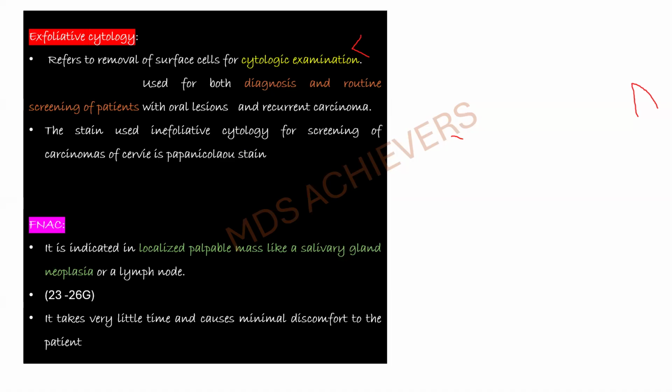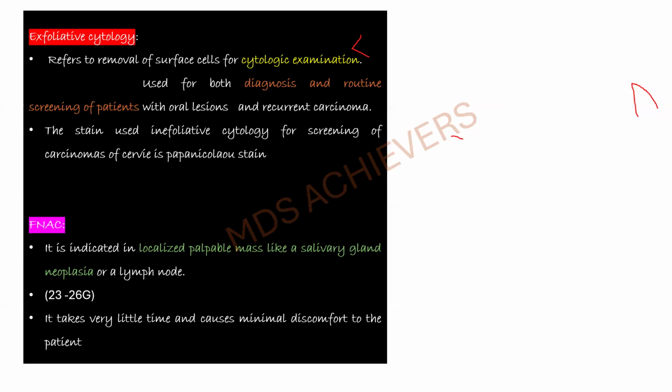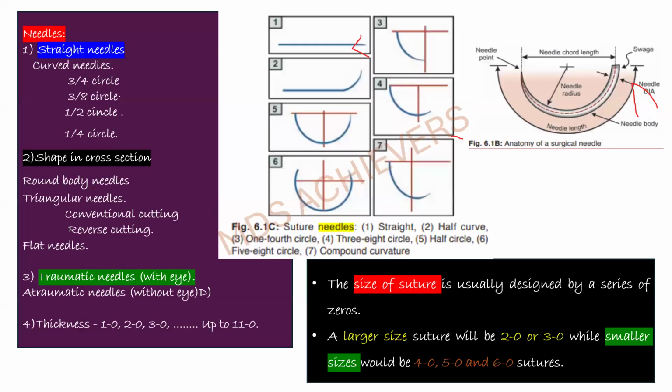FNAC is indicated in a localized palpable mass like a salivary gland neoplasia or lymph node. The needles used are 23 to 26 gauge, and it takes very little time and causes minimal discomfort to the patient. FNAC is one of the very important things that we will frequently perform, especially in the salivary gland, and also in the lumbar region for the spinal cord.